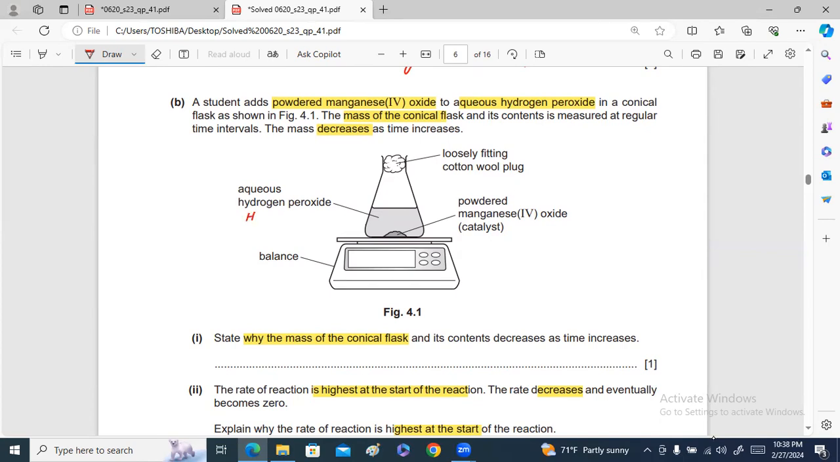So hydrogen peroxide is H2O2, and it decomposes to form two products, water and oxygen. So if oxygen escapes from this conical flask, definitely the mass of the flask and the contents must decrease. So state why the mass of the conical flask and its contents decreases as the time increases. Actually, oxygen escapes from the flask during reaction.